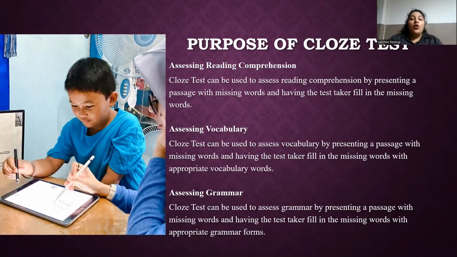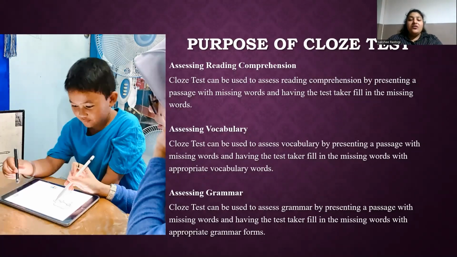By completing closed tests, test takers demonstrate their ability to make connections between the text and their own experiences or prior knowledge. They use critical thinking skills to fill in the blanks appropriately and demonstrate their understanding of vocabulary, syntax, and semantics. Assessing reading comprehension with closed tests provides valuable insight into the test taker's ability to understand and interpret written text, crucial skills in academic professions and everyday life.